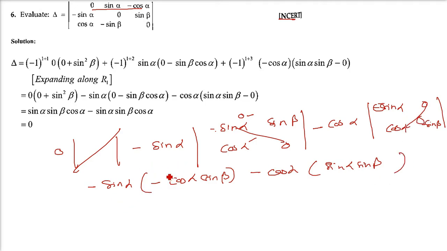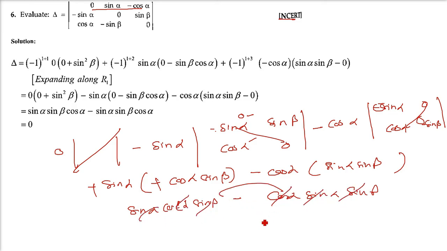What this final will be, minus will be plus, so it will be sin alpha, cos alpha, sin beta, and the second part will be cos alpha, sin alpha and sin beta. Now you see, cos alpha is there, sin alpha is there, sin beta is there, so ultimately it will be 0.